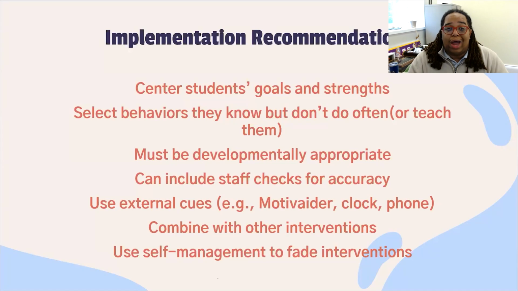Including staff checks for accuracy, as I shared before. So not only taking students' word for it, but also having the adult or a teacher check it to make sure this is accurate and pretty representative of what the session actually looked like. Using those external cues, it could be something on their phone if they're allowed to have their phones. It could be the motivator, like the little device that I shared. It could be the clock on the wall. It could be different things that we could put in place to use these cues to make sure that they're monitoring how often they are engaged in the classroom.